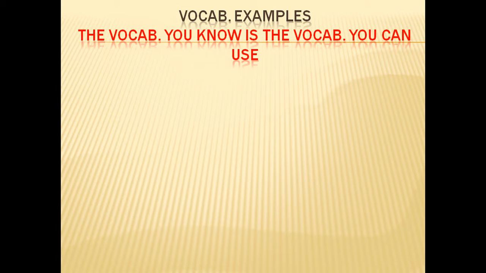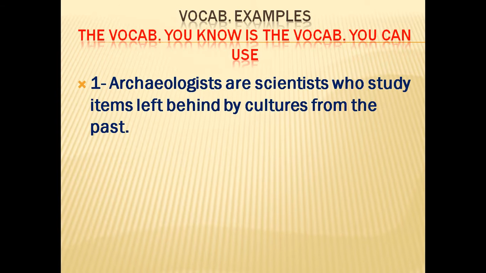I think I mentioned the type of two words. I'd like you to guess the meanings or the types of the other words. So let's move to examples here to make the words, or the vocabulary, clearer for all of us. Archaeologists are scientists who study items left behind by cultures from the past. I like this example because it makes the word very clear. You can create your own.